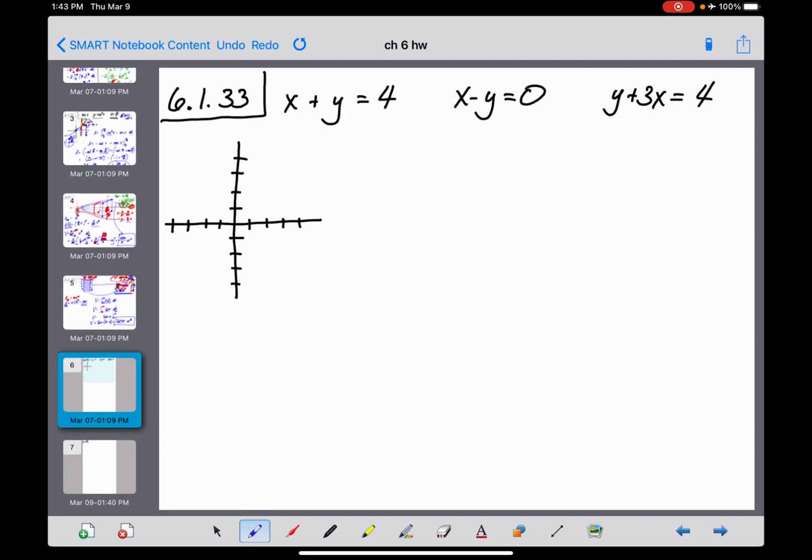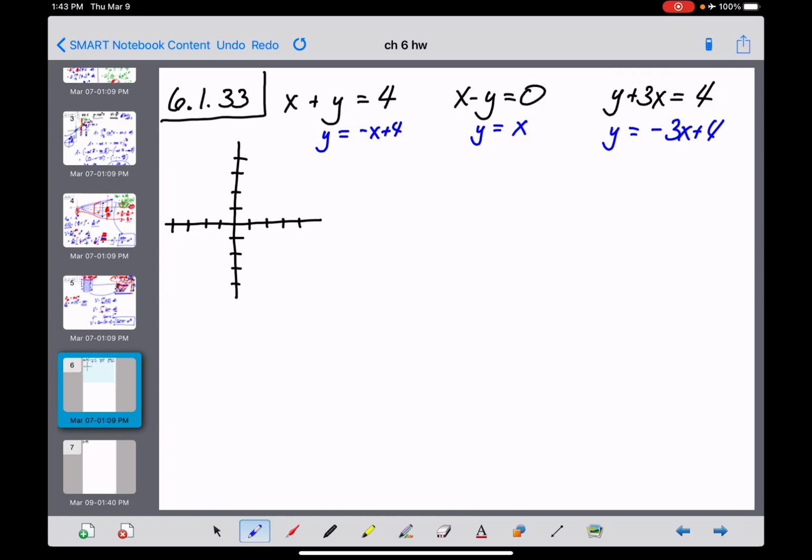You'll notice all of these are in standard form, which is not totally helpful for us. So real quickly, I'll just solve each one of them for y. We're going to get y is equal to negative x plus 4. Here, we're going to get y is equal to x, and here we're going to get y is equal to negative 3x plus 4. So I think I made my graph big enough to fit all three of those.